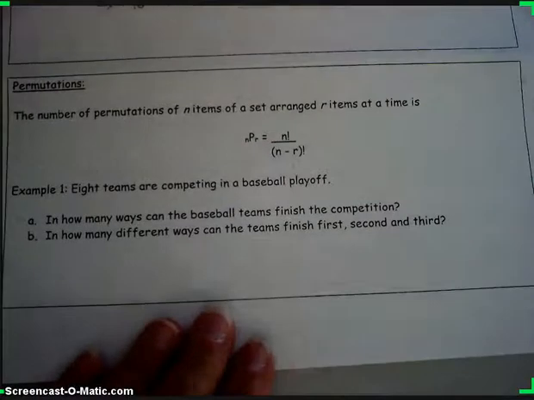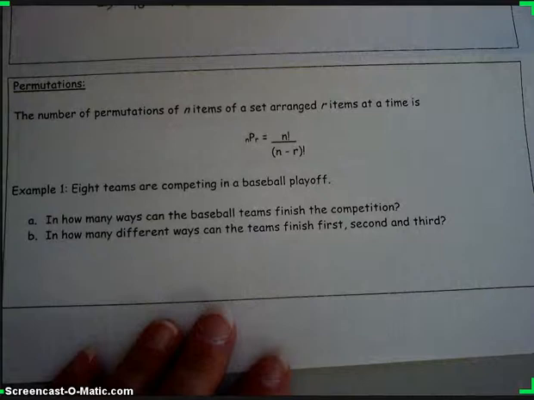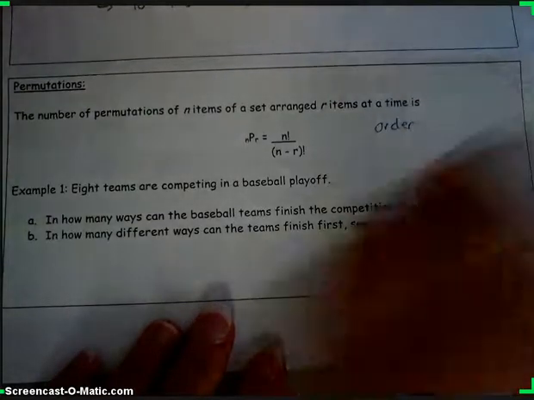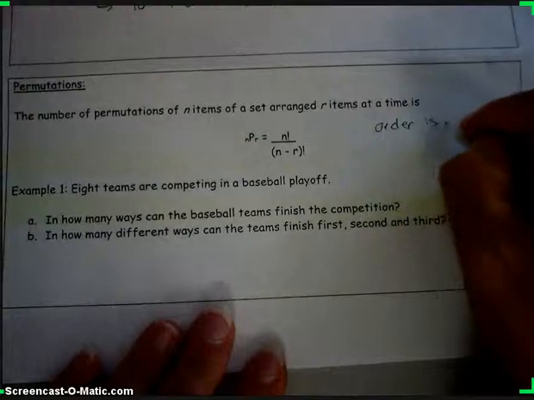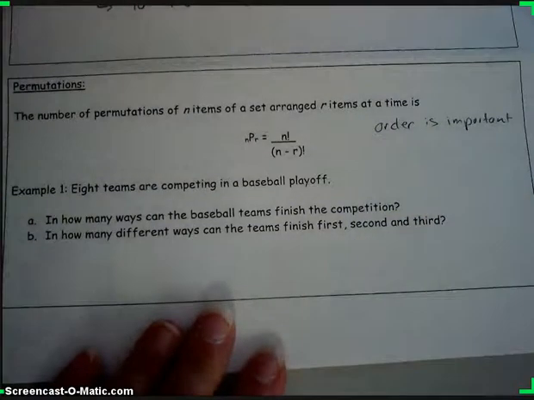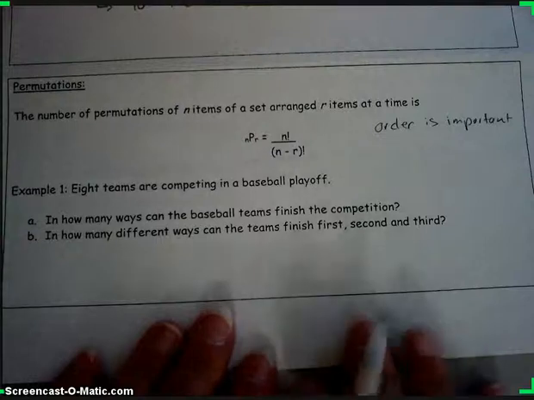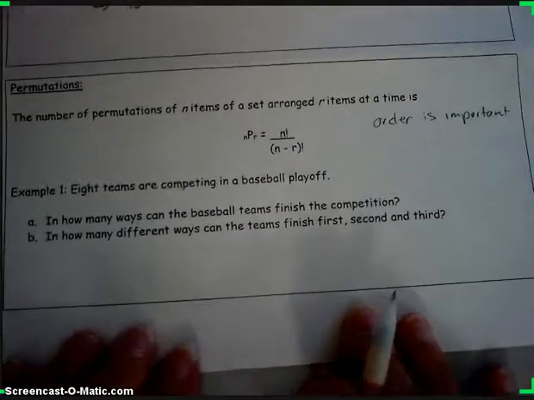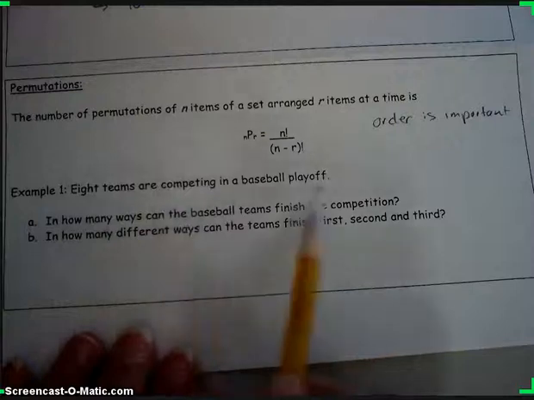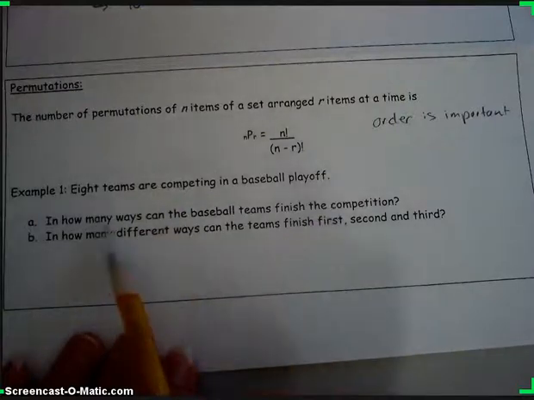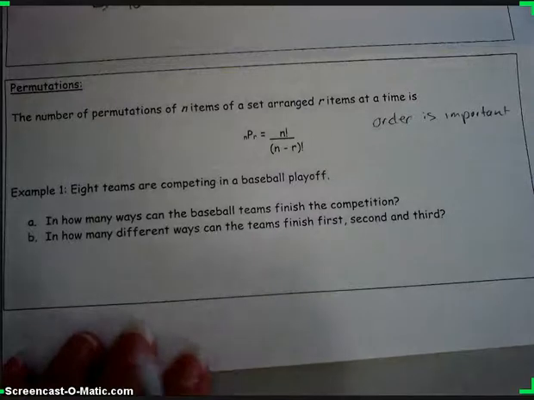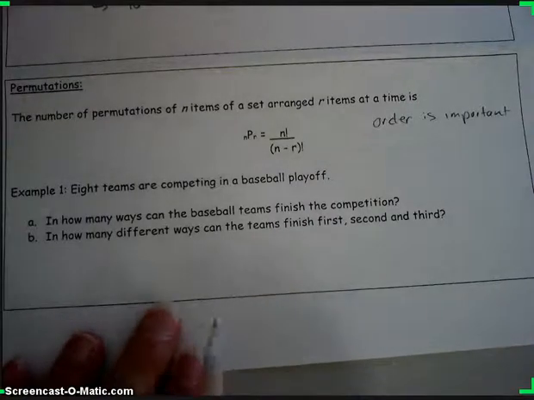Okay, the second thing on the probability review is permutations. Remember, permutations is when order is important. It's like when you're running for office, you only have one way you can get president, vice president, and things like that. In this one, 8 teams are competing in a baseball playoff. The first one asks, in how many ways can a baseball team finish the competition? Order is important here, so you're not going to have repetition.